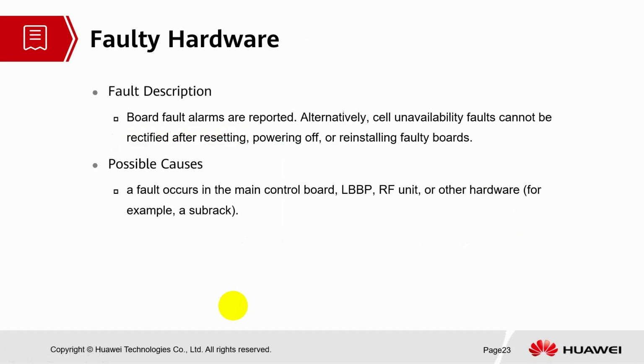Next we move on to the case related to faulty hardware. The fault description about faulty hardware is that board fault alarms are reported. Alternatively, cell unavailability faults cannot be rectified after resetting, powering off, or reinstalling the faulty board. The possible cause of the fault can be in the main control board, which is your UMPT card, the LBBP baseband unit board, the RF unit, or other hardware, for example, the subrack.